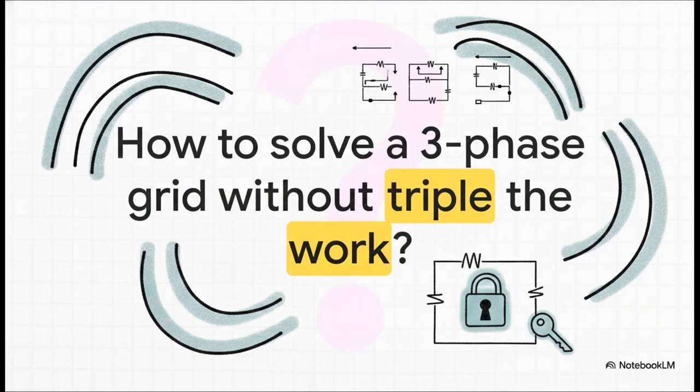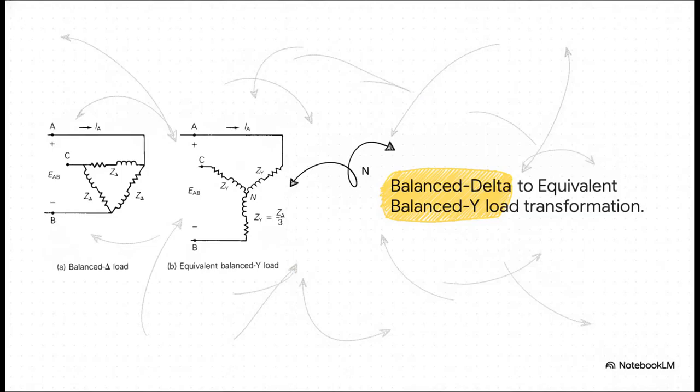So you're probably wondering, how exactly do you solve a three-phase grid without doing triple the work? I mean, trying to solve three interconnected phases all at the exact same time seems completely overwhelming. But there is this incredibly elegant mathematical key that just unlocks the whole system. And the big secret? You almost never actually solve all three phases at once. And that mathematical key is converting a balanced delta-connected load into an equivalent Y-connected load.